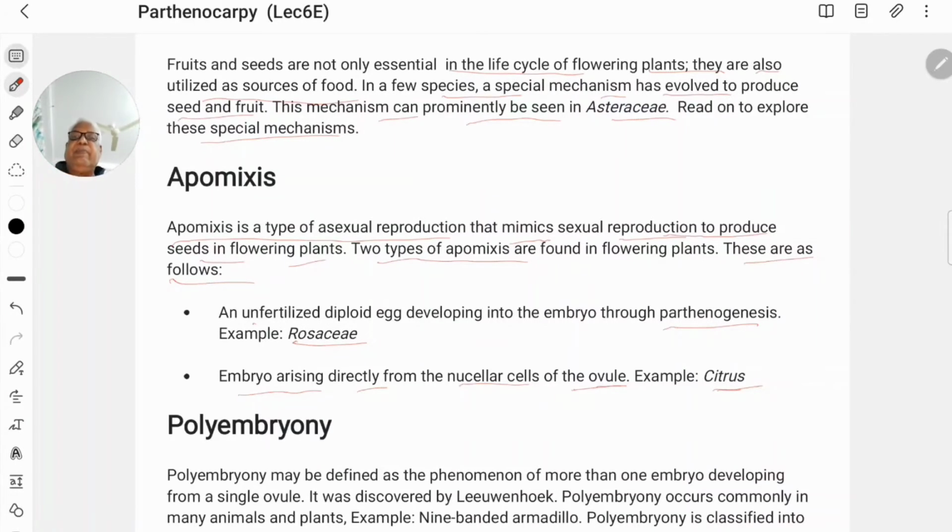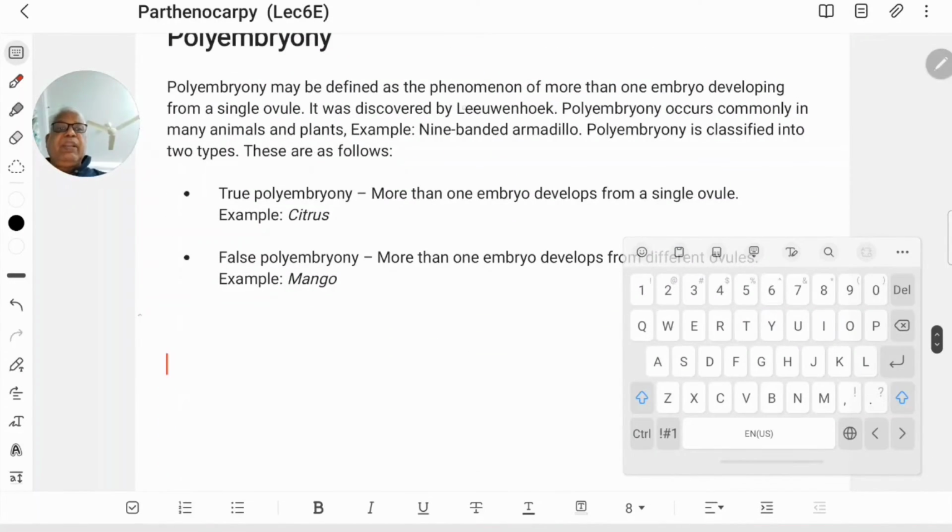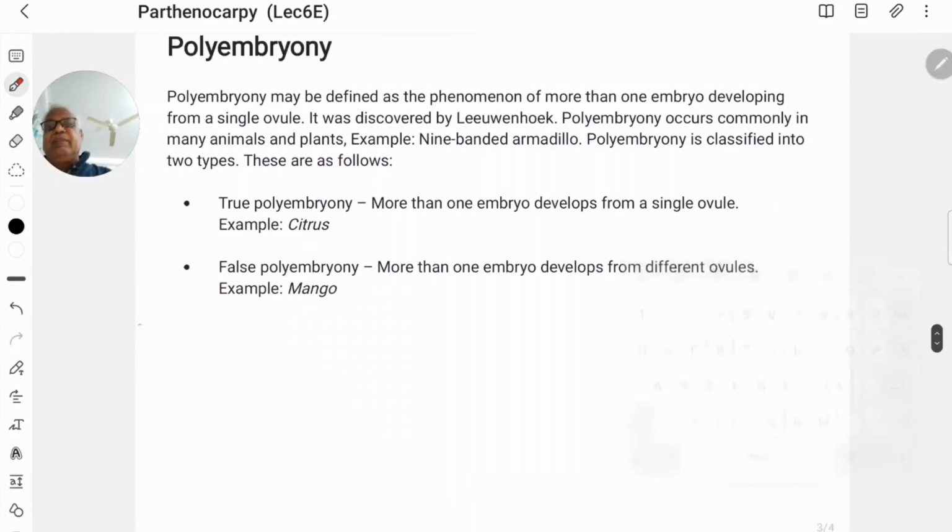Polyembryony may be defined as more than one embryo developed from a single ovule. It was disclosed by Leeuwenhoek. Polyembryony occurs commonly in many animals and plants. Example: the nine-banded armadillo.